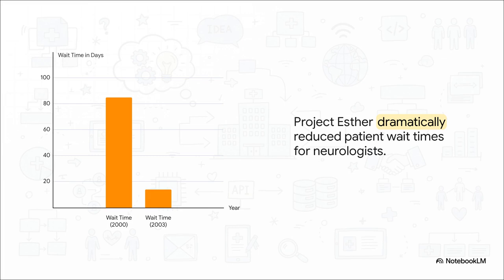This is from something called Project Esther. They focused on one simple thing, making the patient's experience better. And the result? Well, they took the wait time to see a neurologist from a staggering 85 days all the way down to just 14. That's a massive drop, almost 85%. That is the power of starting with a clear, human-centered purpose.